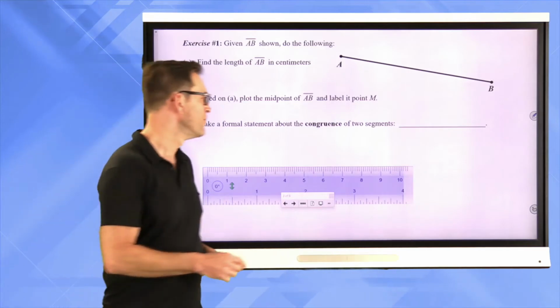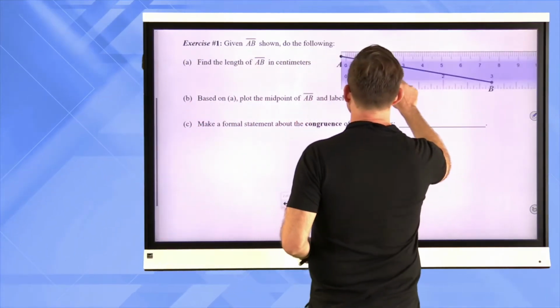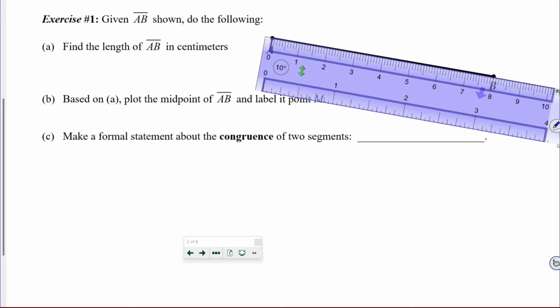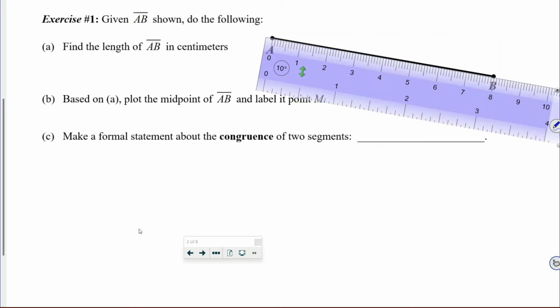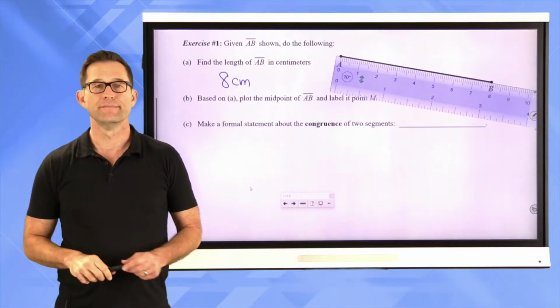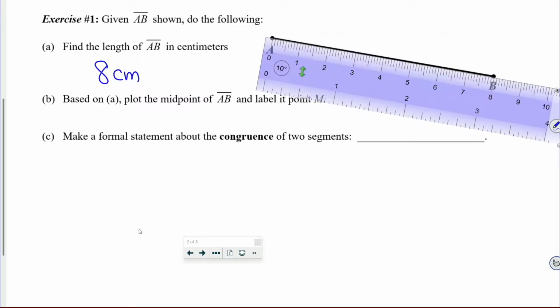All right, well, let's do it. Real easy. We bring our ruler up. I tried to make this a nice length. Again, depending on photocopying, it may or may not be for you, but it looks like the length of AB is 8 centimeters. I'm going to leave the ruler where it is for right now. Let's take a look at letter B. Based on A, plot the midpoint of AB and label it as point M.